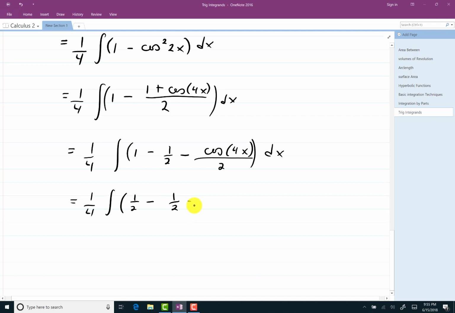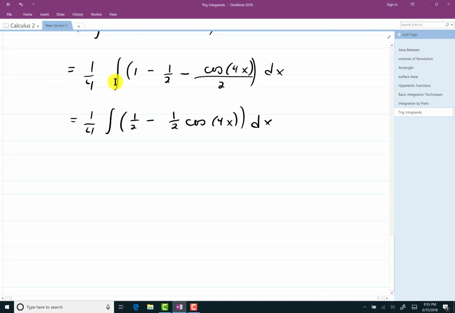I like to do this. It helps me a little bit with integration. Then when I take the antiderivative of cosine, I'm going to get sine of 4x over 4. Of course, this one right here will become 1/2 x. And then here will become minus 1/8 cosine of 4x plus c.